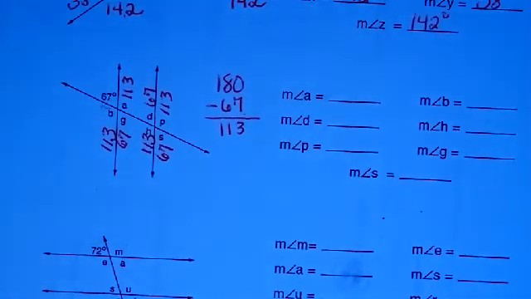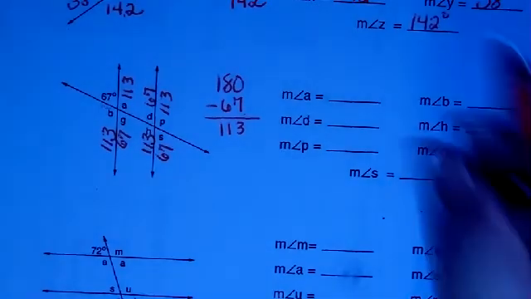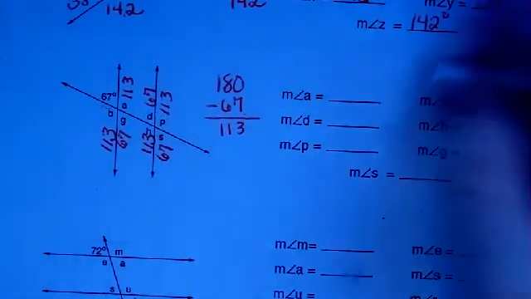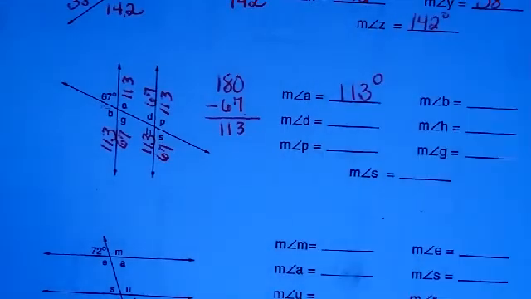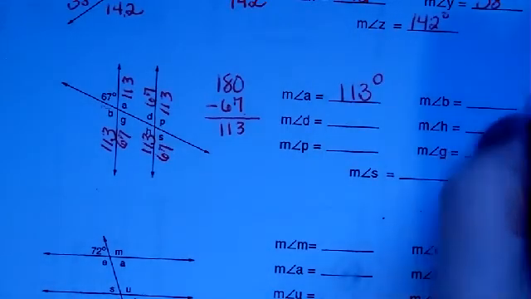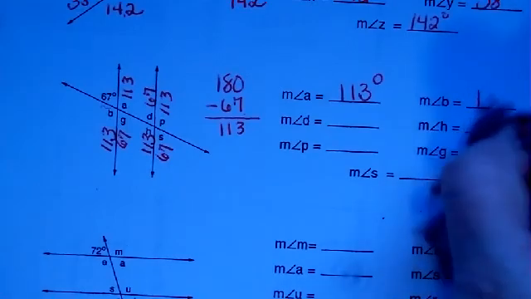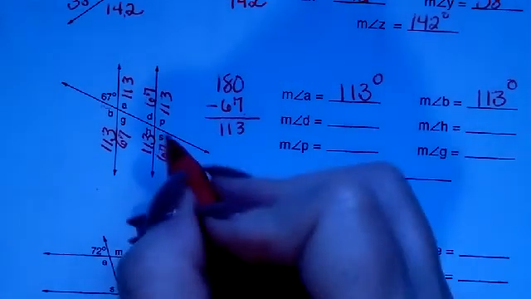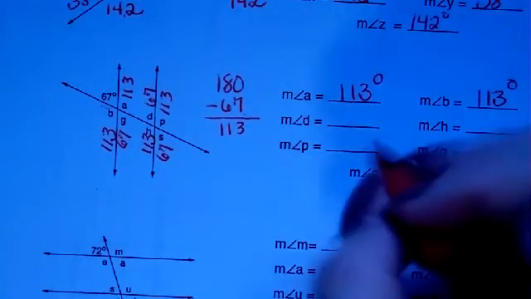Angle A. Angle A is going to be what? Where's angle A in our picture? Okay, so angle A right up here is going to be 113 degrees. Now, angle B, which is right over here, is also 113 degrees. Angle D, right here. Angle D is going to be 67 degrees.